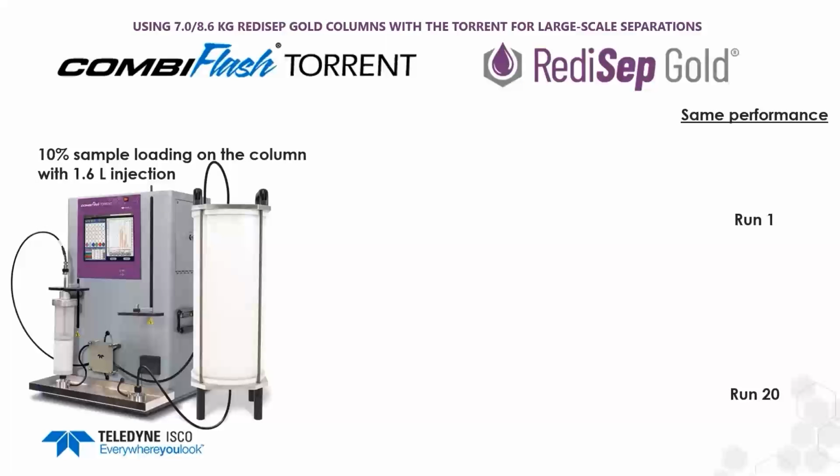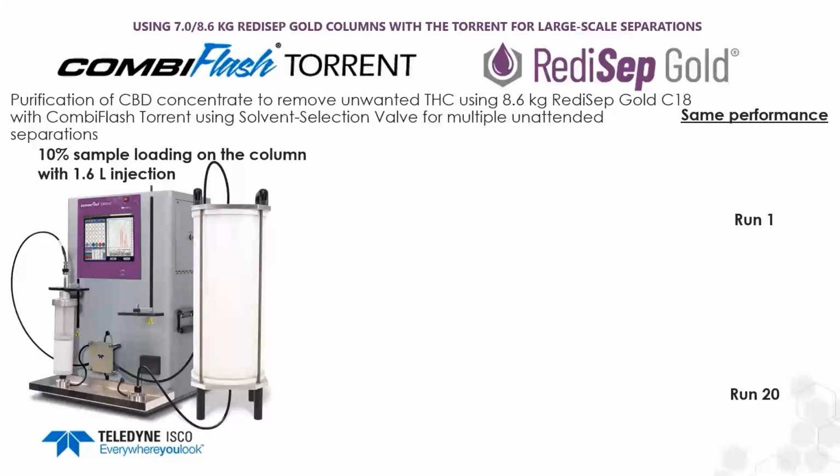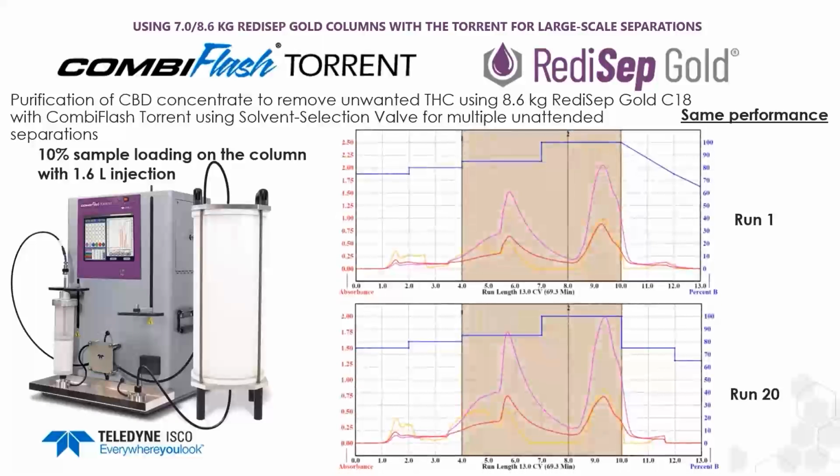So here's an example here of an 8.6 kilogram RediSep Gold C18 column being used with the CombiFlash Torrent using the solvent selection valve for multiple unattended operations. This is with 10% sample loading on the column and a 1.6 liter injection. And so for this purification, this is remediation of THC here, but we can see the difference.